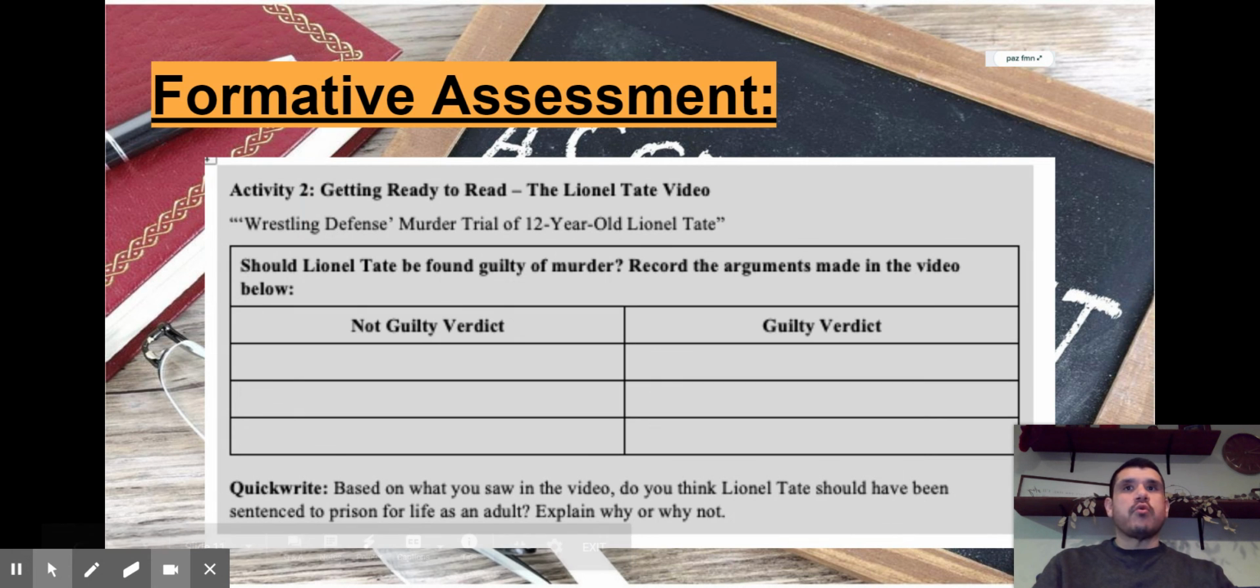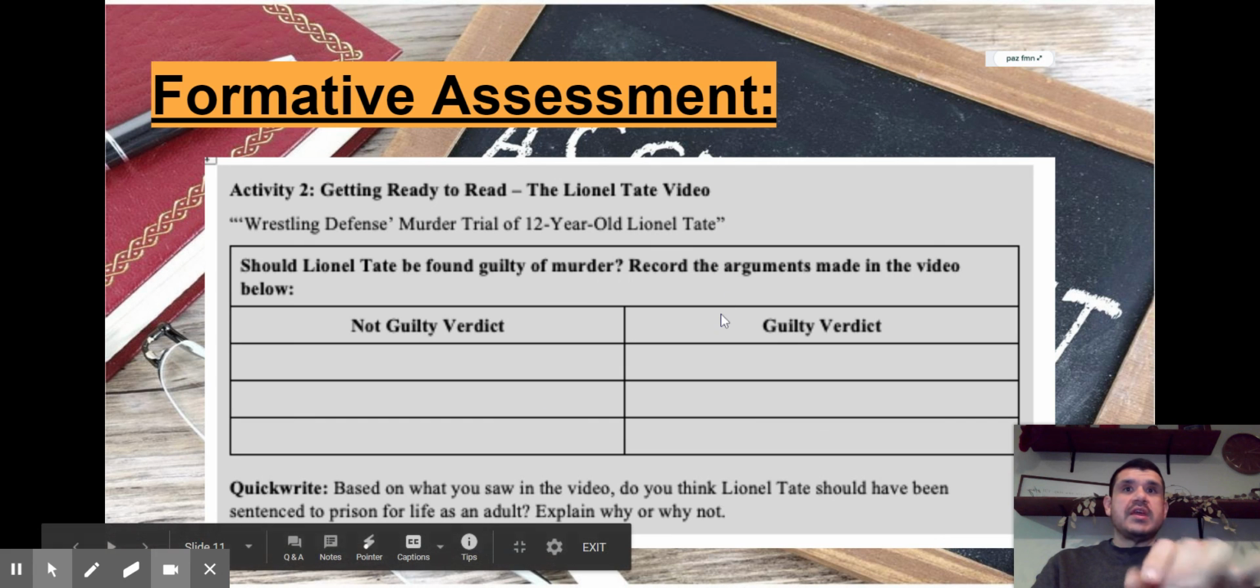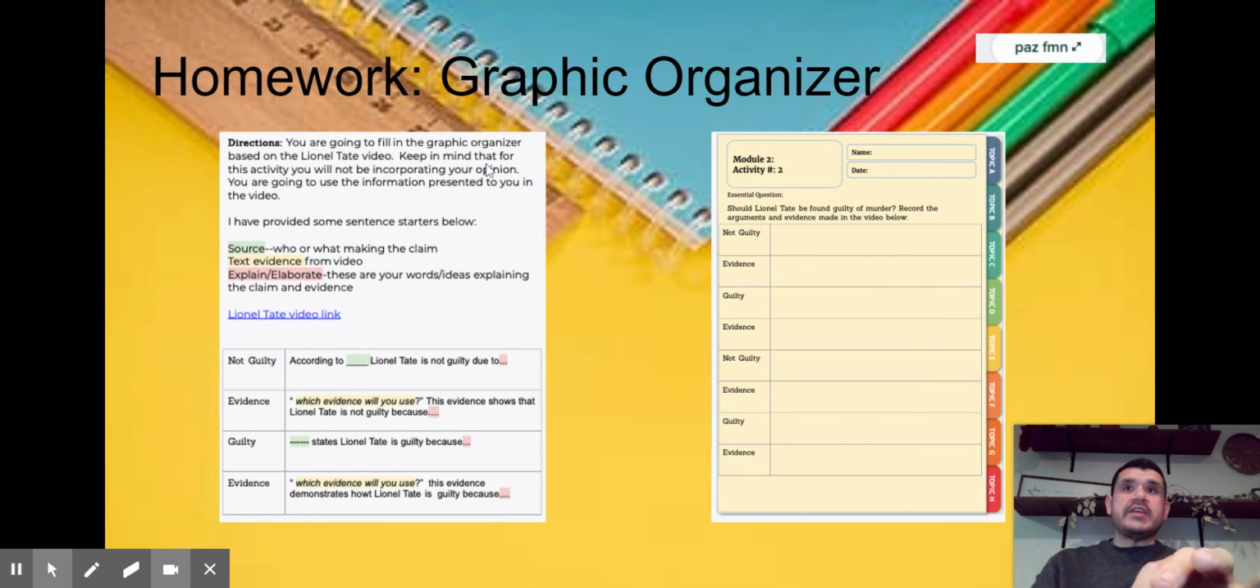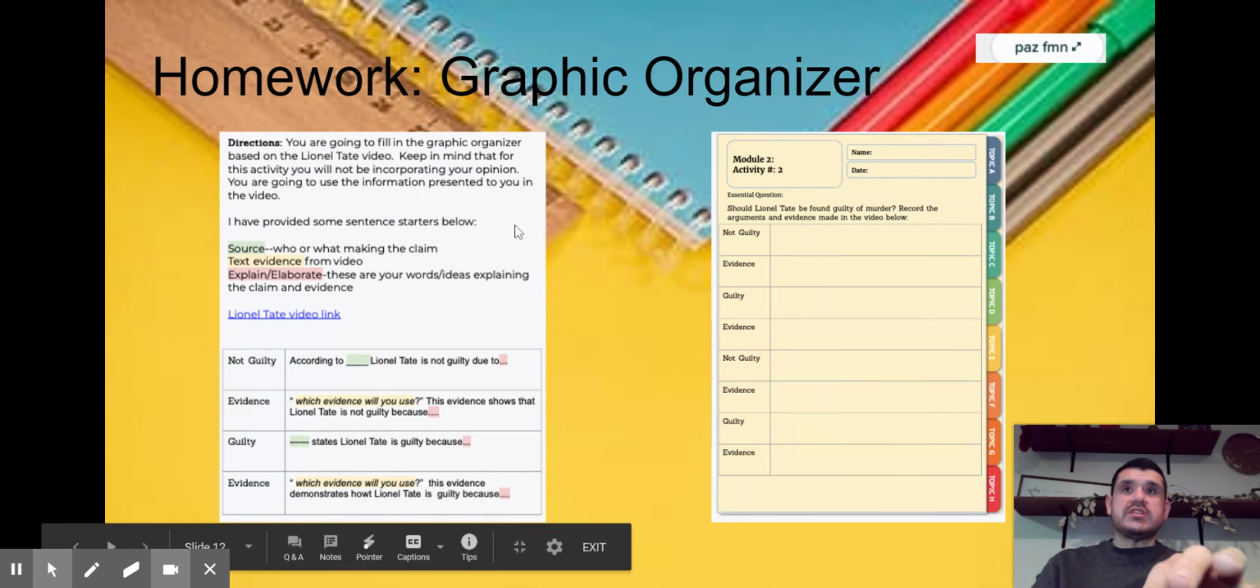a little bit of a graphic organizer, not guilty verdict versus the guilty verdict. Who was saying that Lionel Tate was guilty versus who was saying he wasn't. The defendant or the prosecutor, who was what on which side. So this just kind of helps me again assess them, and this will go into their homework with their graphic organizer. Here are their directions of what they're to do.